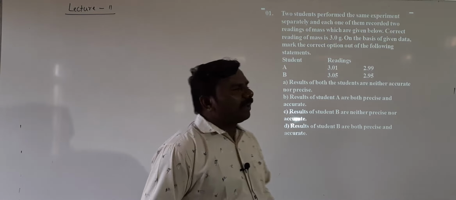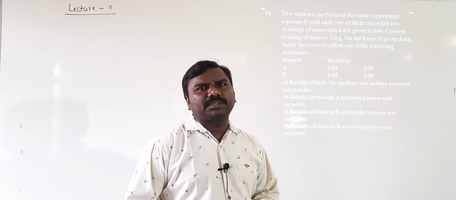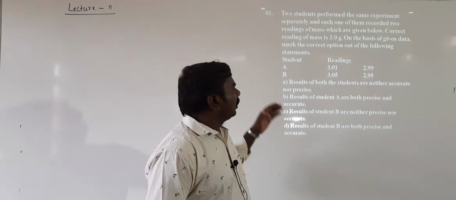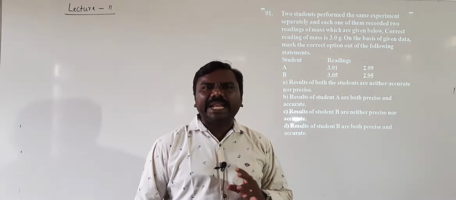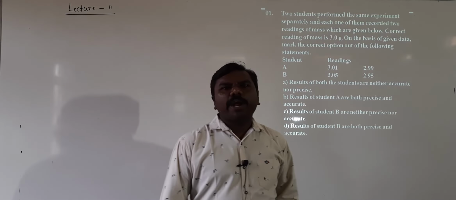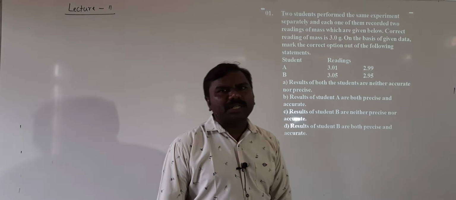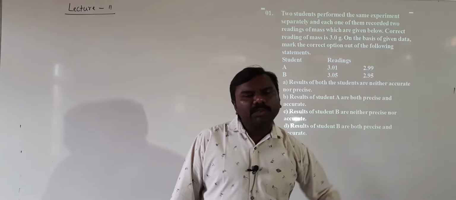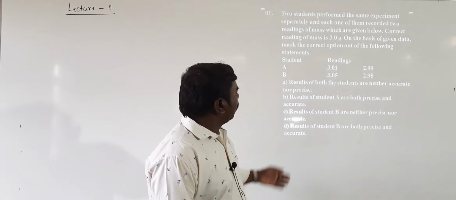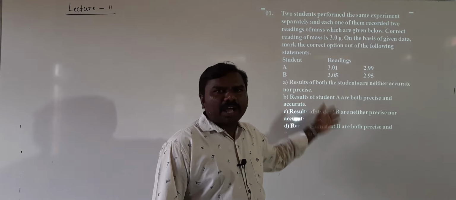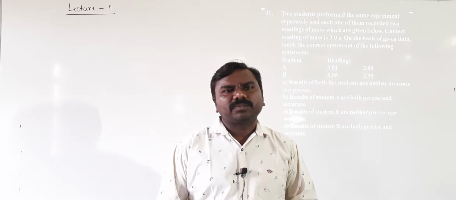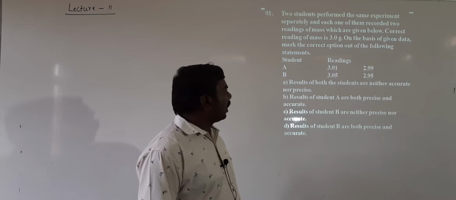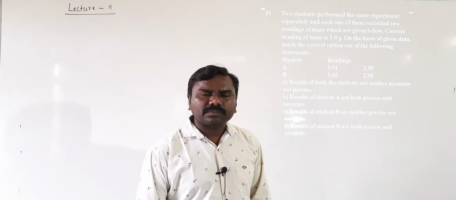Two students performed experiments and they have measured values. The real accurate value is 3 actually, but student A has taken readings of 3.01 and 2.99, and student B measured values for the same quantity 2 times, that is 3.05 and 2.95. So what is the correct statement among the given options? That's the question. The first one is, results of both the students are neither accurate nor precise.